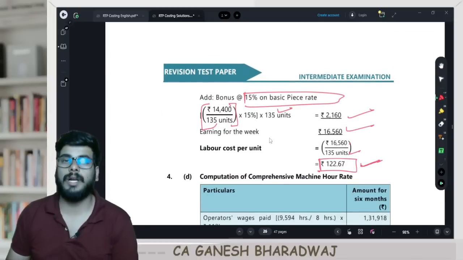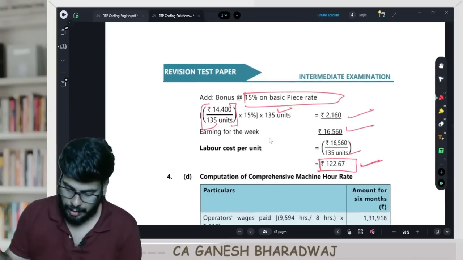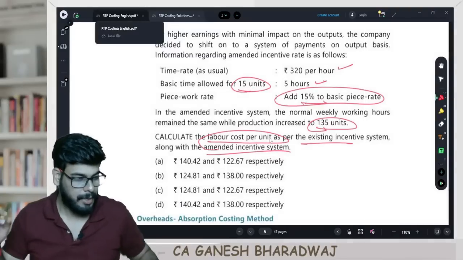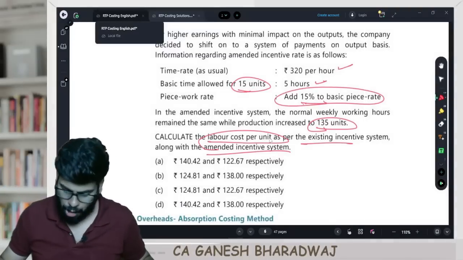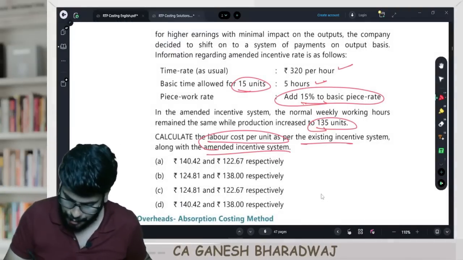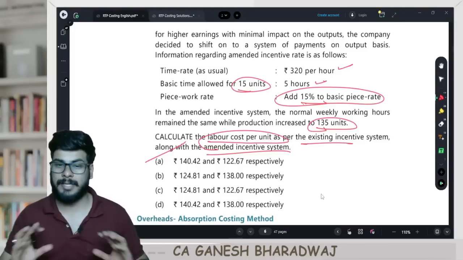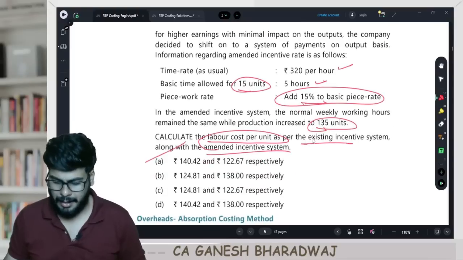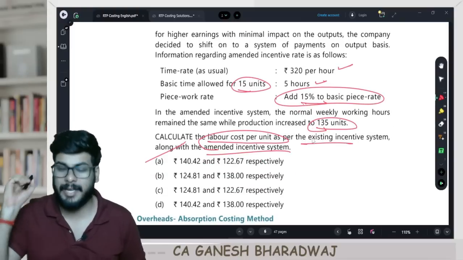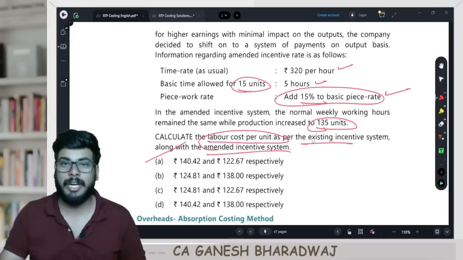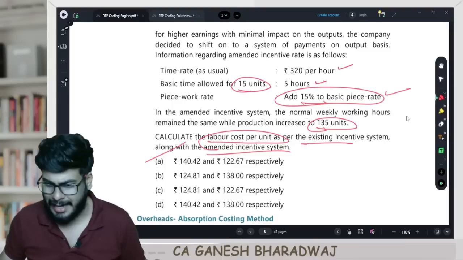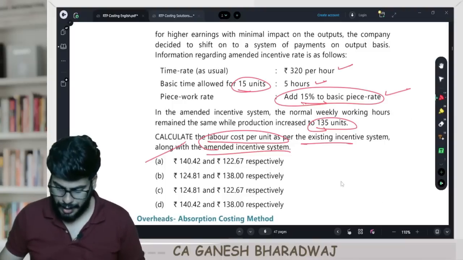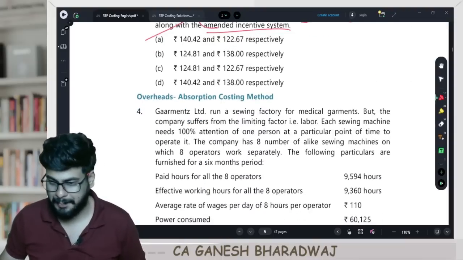Now, because of this revised incentive scheme, how much is it reduced to? It's become 122.67. And hence, I think the option is going to be option number A, 140.42 and 122.67. Are you clear with this? Right? A very simple sum. But the only catch here is with respect to calculating the revised incentive scheme, and that's about this. So with this, we have finished this particular question.